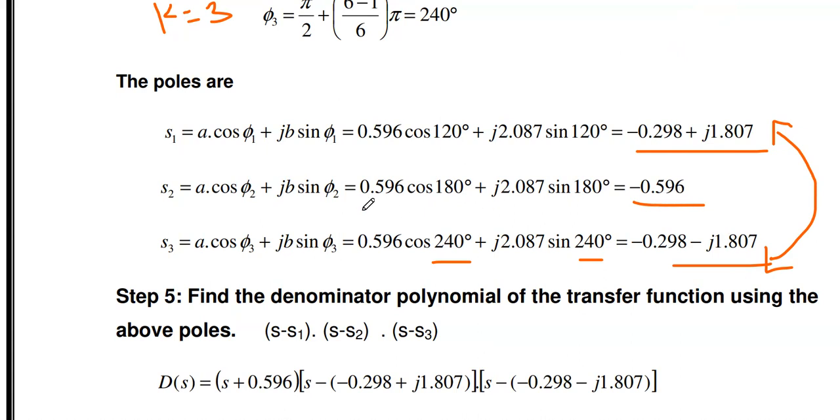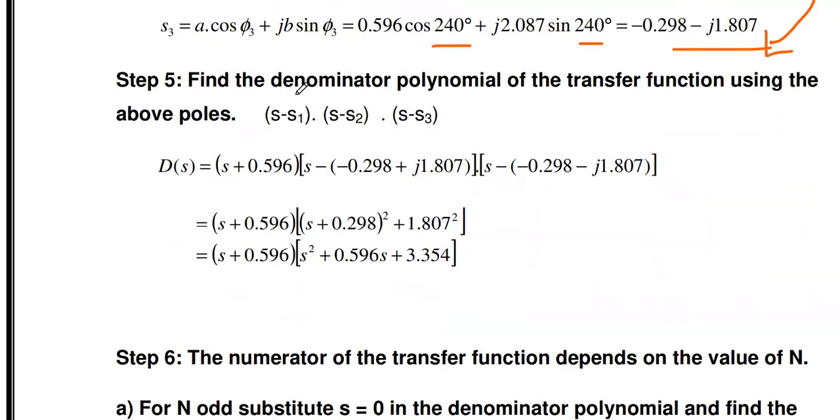Okay, so after calculating the poles, the next step is to find the denominator polynomial. So what is the denominator polynomial? It is nothing but the multiplication of the three poles, that is s minus the first pole into s minus the second pole into s minus the third pole. So you substitute the S1, S2, S3 values here.